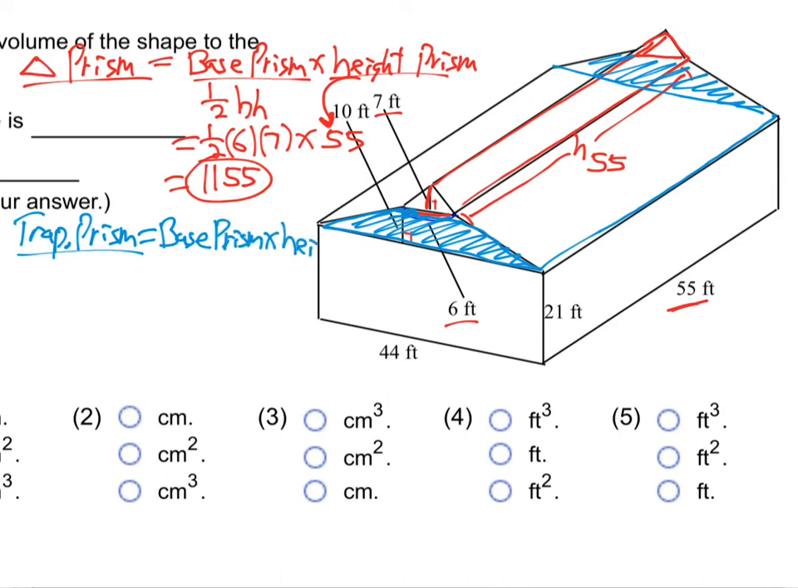times the height of the prism, right? That's how we figure the volume. The base of the prism times the height of the prism. Again, the height is that 55. What's the base?